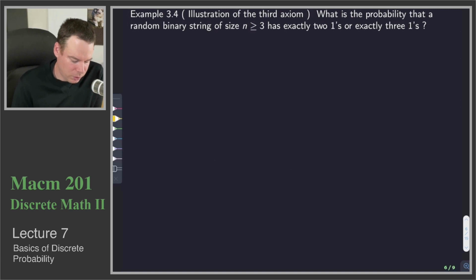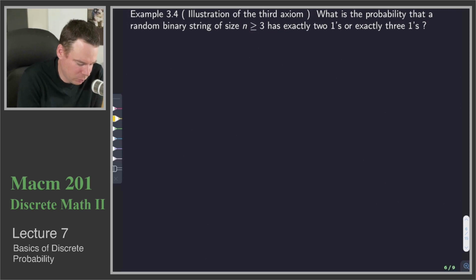Here's another illustration of the third axiom. In this case, we're not going to assume or use the third axiom. We're just going to use counting techniques to work out the probability, but we'll see how we could have got the same result using the third axiom. So this is an illustration of why the third axiom is true. What is the probability that a random binary string of size n has exactly 2 ones or exactly 3 ones?